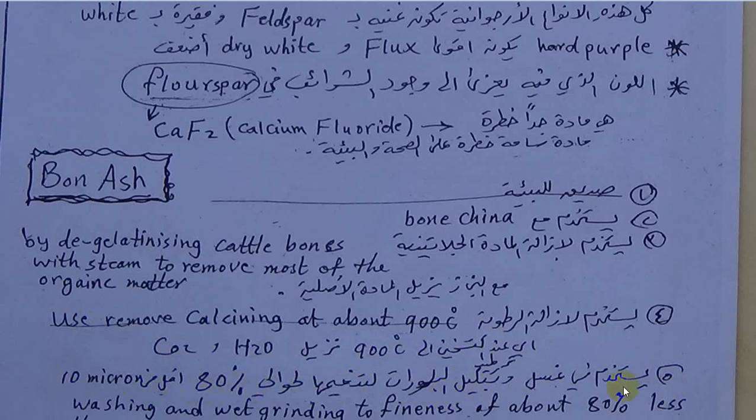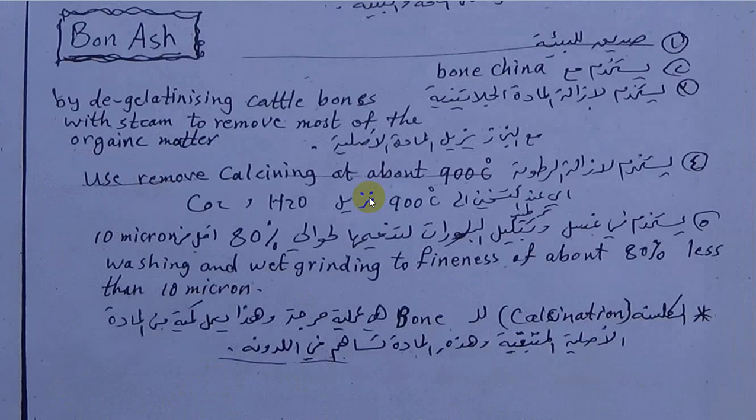The Bonash will be used to wash as well as to moisturize the crystals to be fine, to about a range of 80 to less than 10 microns, as you can see in front of you. This is Bonash here, exactly here.